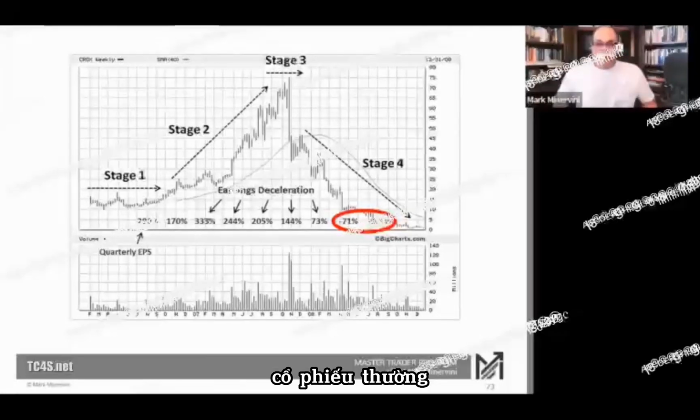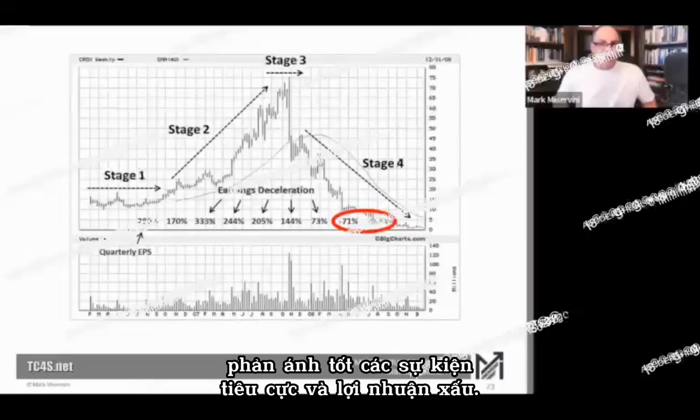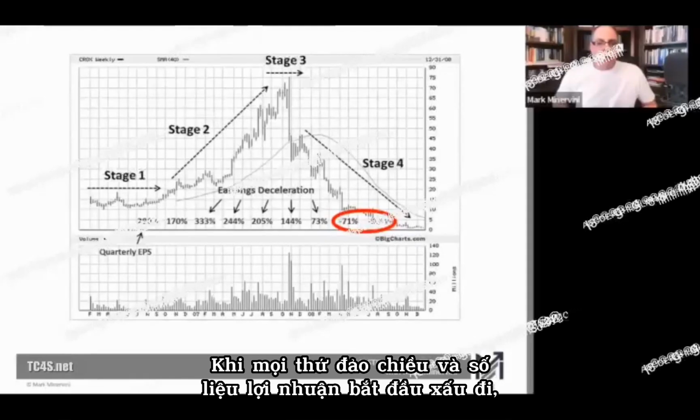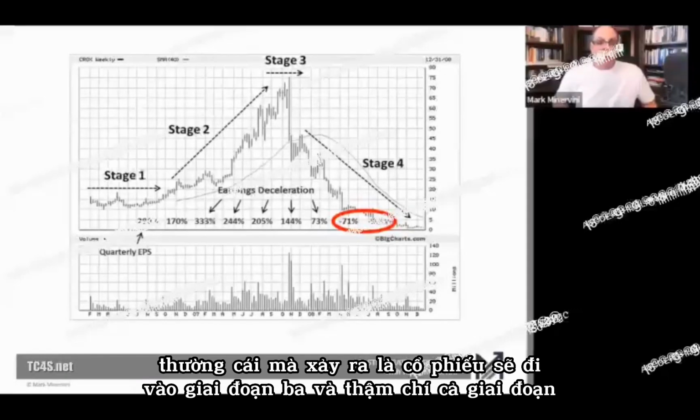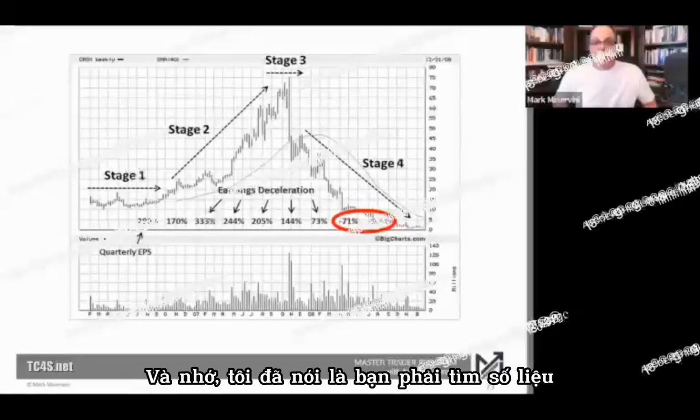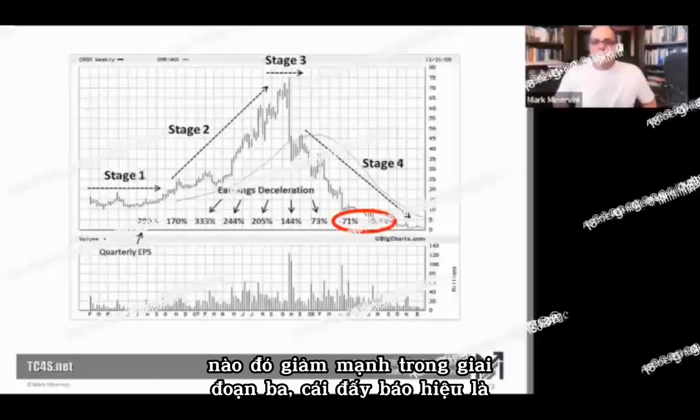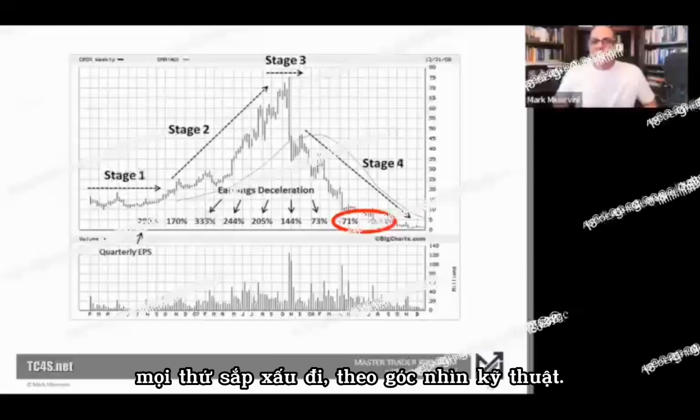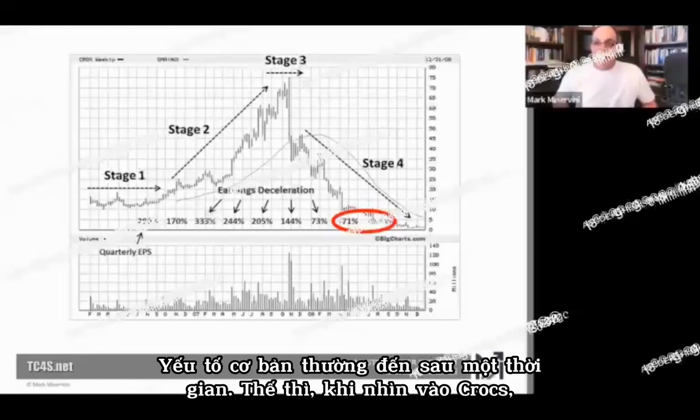What happens is stocks usually do a really good job of discounting negative events, negative earnings. When things turn and the earnings picture starts to dim, usually the stock will go into stage 3 and even stage 4. And remember, I talked about how in stage 3 you look for those big declines on heavy volume. That's giving you a heads up that the crap's about to hit the fan technically, and then fundamentally, it usually comes down the road.